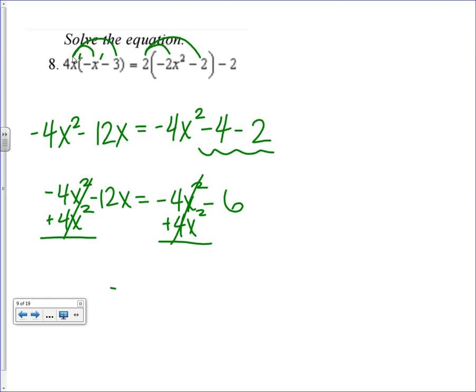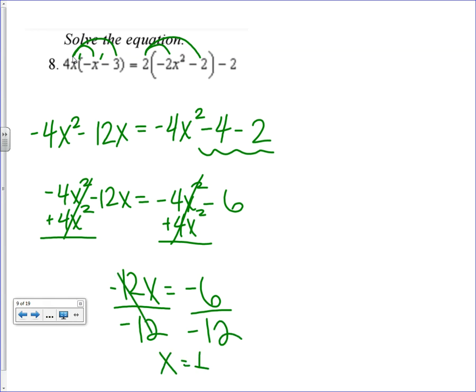So I have negative 12x equals negative 6. And Dylan, you might as well finish this. How do I solve that? By negative 12? 1/2, is that okay? Could you tell me 0.5 and still be okay? Yeah. Any questions on that guy? No? Fine? All right, Derek, how about number 9?